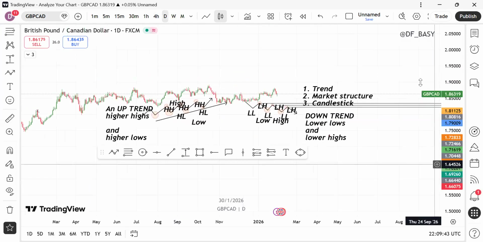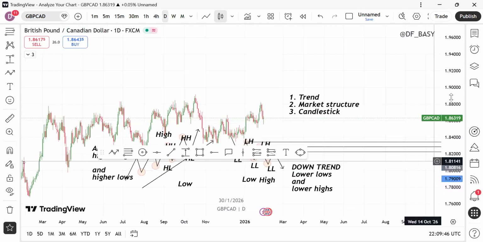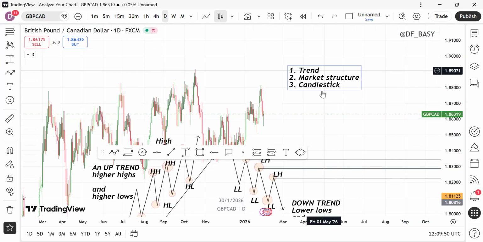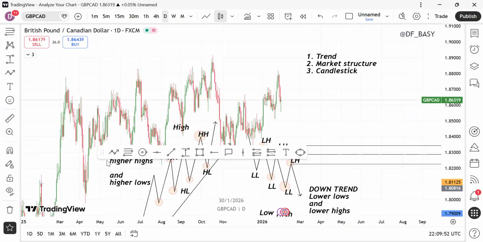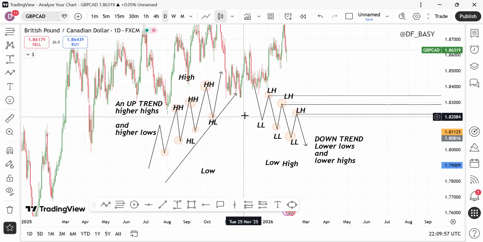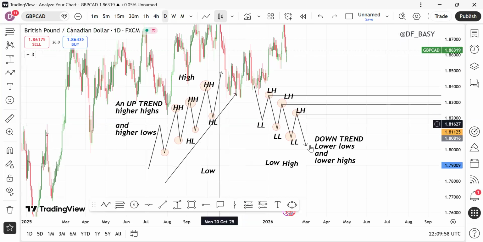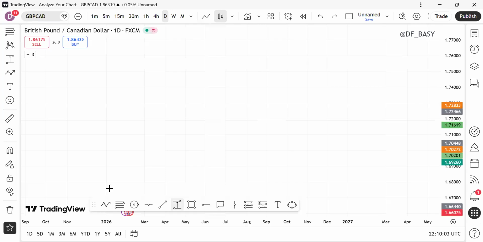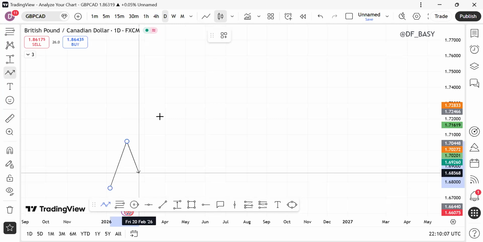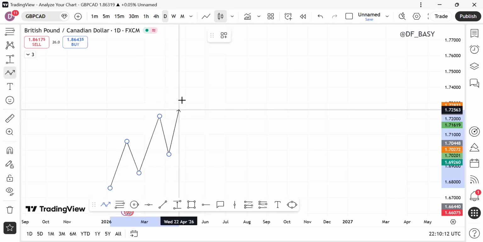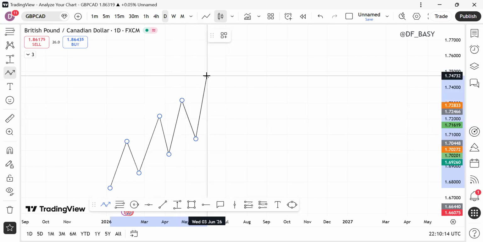So I've talked about trend. So now let's talk about market structure. Now, basically, after understanding how the trend works, how market moves, there's an uptrend, a downtrend. Now you need to understand market structure. Now, in an uptrend, when markets create higher highs, higher lows, higher lows, higher highs, higher lows, higher highs.